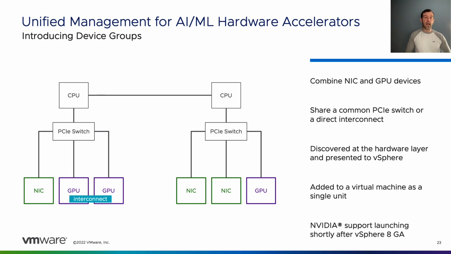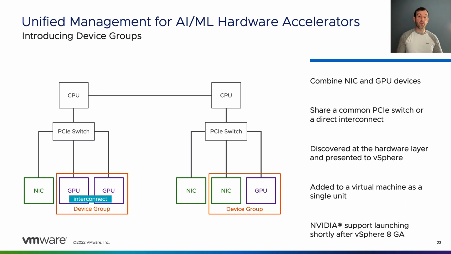And with device groups, what we're doing is we're working with vendors, and they are able to define common PCI devices, either NICs and GPUs together or GPUs and GPUs together. And these may share a common PCI switch or a direct interconnect. Direct interconnects could be something like NVIDIA's NVLink, where you have a direct bridge between two GPUs, and you're not necessarily needing to go up to the PCI switch. And these are going to be defined at the hardware layer by the hardware vendors themselves and presented to vSphere. And vSphere will discover these groups and easily be able to attach them to virtual machines as a single unit.